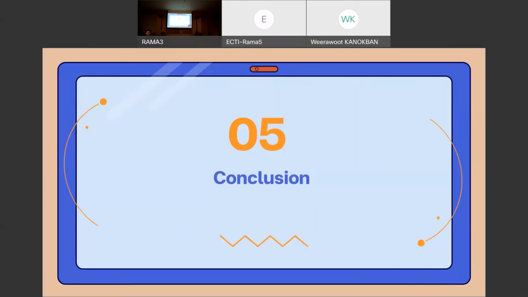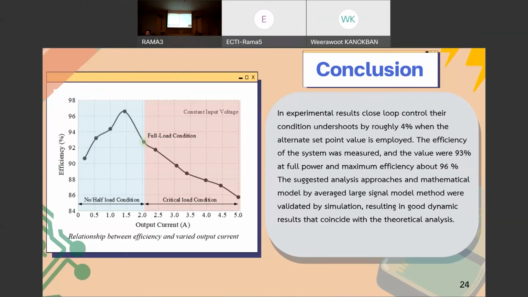Conclusion. The simulation result verified that the design parameter can be used to maintain a constant voltage at 14.4 volt. Overall, there are good overshoot, undershoot and percent regulation responses in each experiment. In the experimental result of closed loop control, there are conditions with undershoot by around 4%.